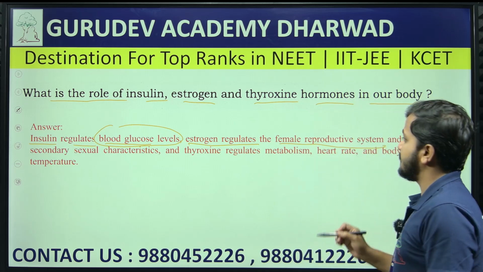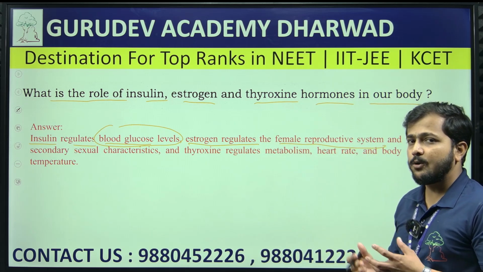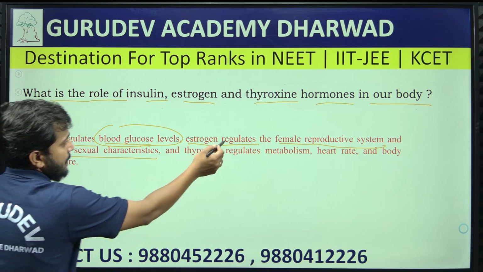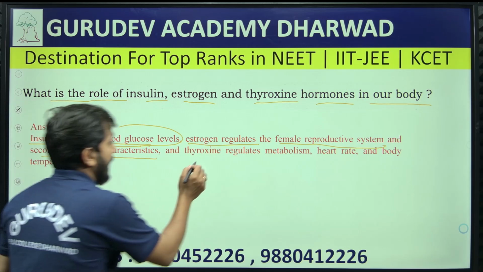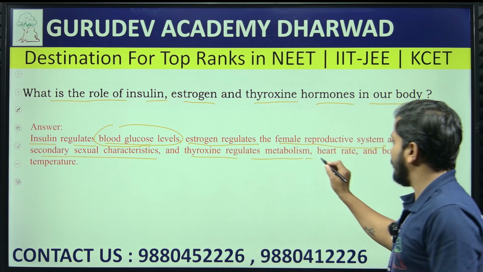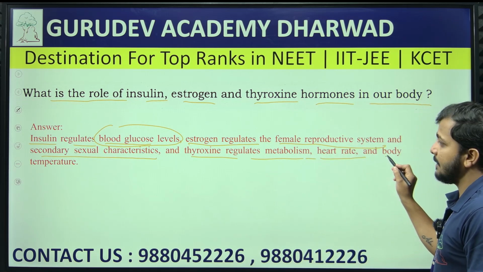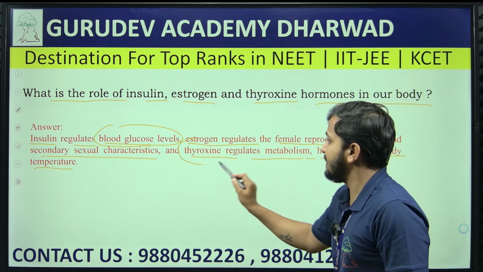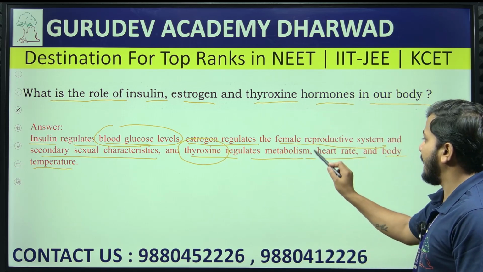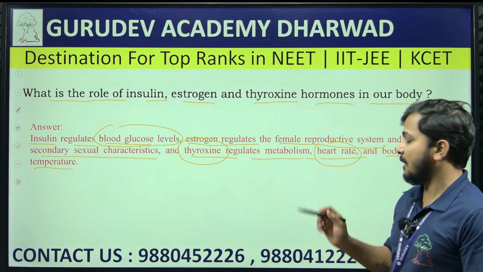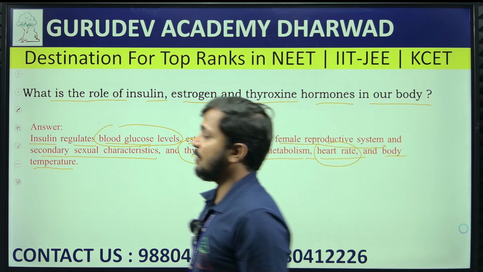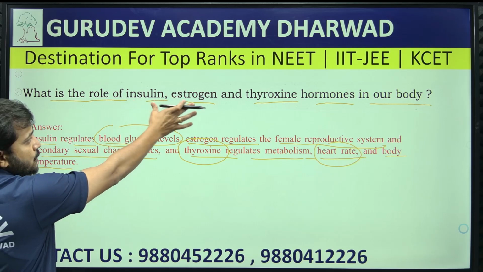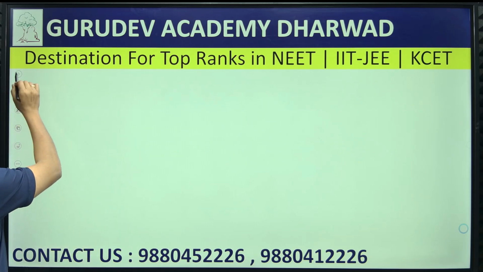Estrogen regulates the female reproductive system. Majorly estrogen is going to carry out ovulation, and the secondary sexual characters can also be developed by means of this estrogen. Thyroxine regulates metabolism, mainly the heart rate, and even the body temperature. So thyroxine is responsible for controlling the heart rate and maintaining the body temperature. So these are the roles of insulin, estrogen and thyroxine, right?